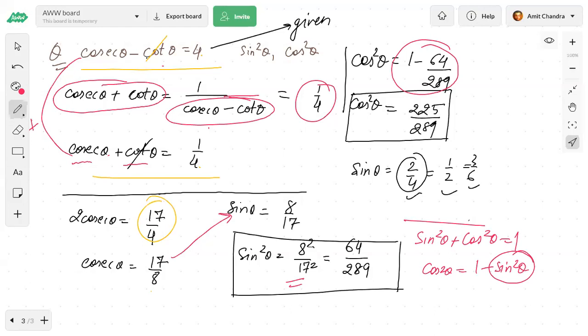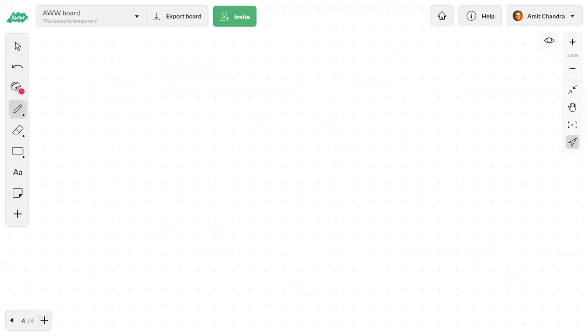Okay. Sir, why are we using the elimination method? Because it is a simpler form. It is the simplest method. That is why I'm solving it using this form. Okay. Let's do one more question.